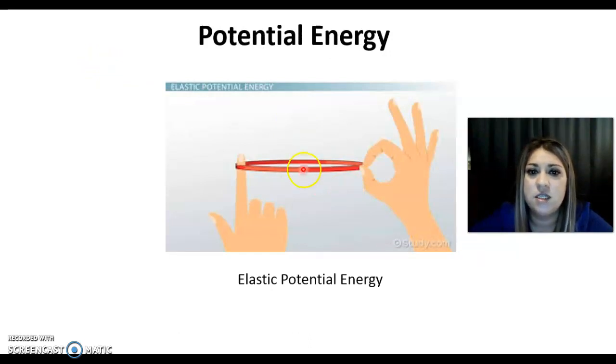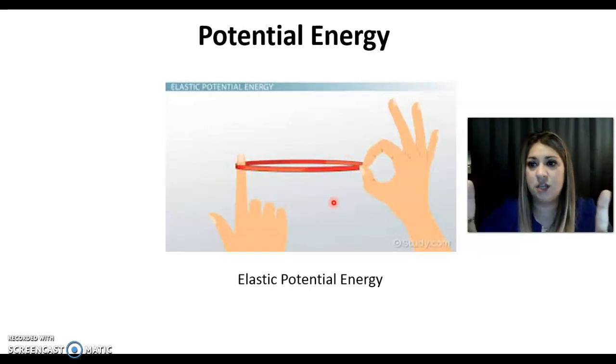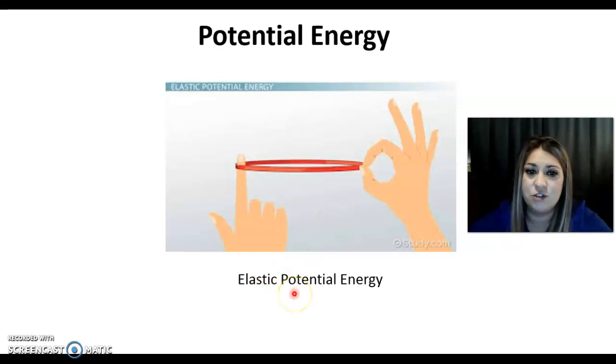Another example is this rubber band. I know that you guys have all probably taken a rubber band and stretched it as far as you can between your fingers. When you take that rubber band and stretch it, then it has potential energy. It's not moving. That energy is stored at that moment. And whenever we take this rubber band and stretch it, we're going to call that elastic potential energy.